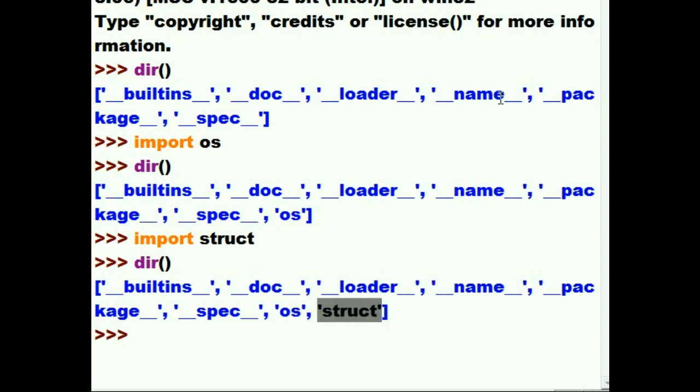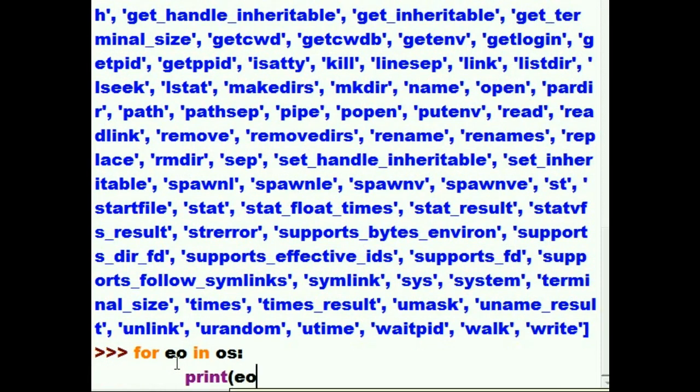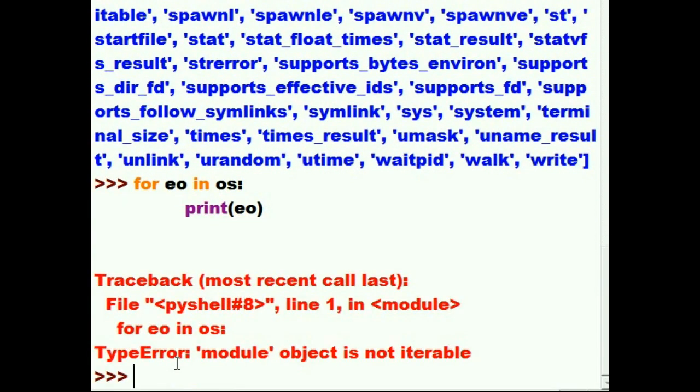os and struct. Now if you do a dir of os, you're going to get back a mess. Now that doesn't look too cool. How could we make that look cool? Intelligible even. Well, we could try a loop: for each object in os, print each object. And then, oh boy, that didn't work. It doesn't like that at all.